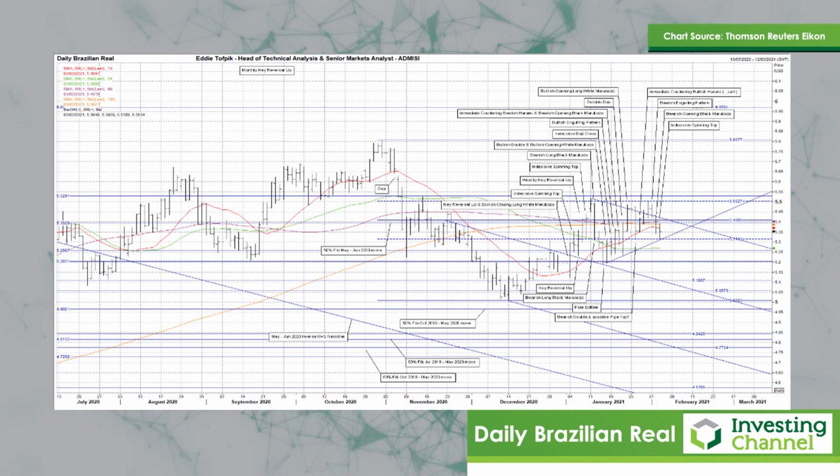Further down, we have some congestion in the 530 even to 529.15 area before the next support, the short medium moving average, currently at 526.92.